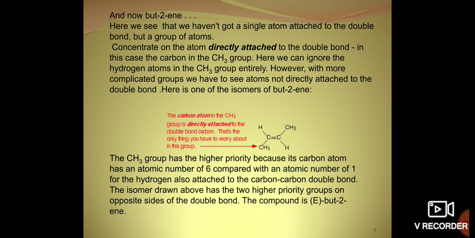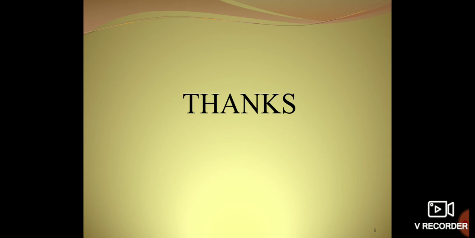ऐसे ही हम दूसरा आइसोमर ड्रॉ कर सकते हैं। जब हम CH3 सेम साइड पर लेंगे तो वो हायर प्रायोरिटी का ग्रुप हो जाएगा और ऑन सेम साइड होगा तो वो Z आइसोमर हो जाएगा। And this is how we give the notations E and Z.